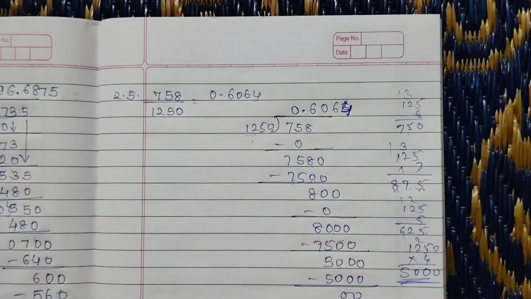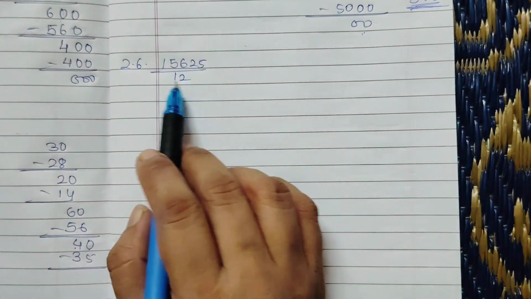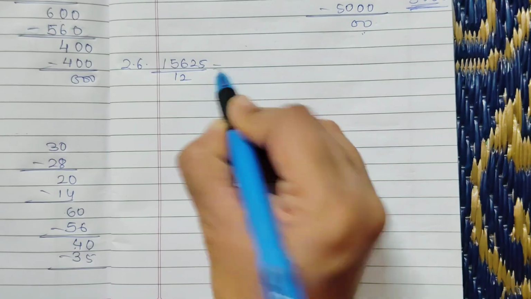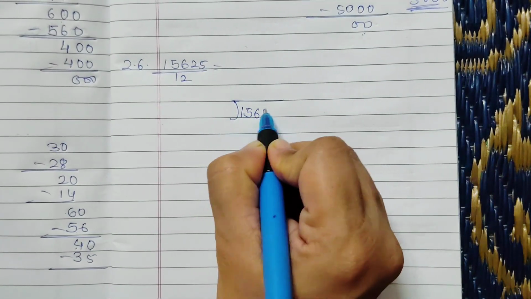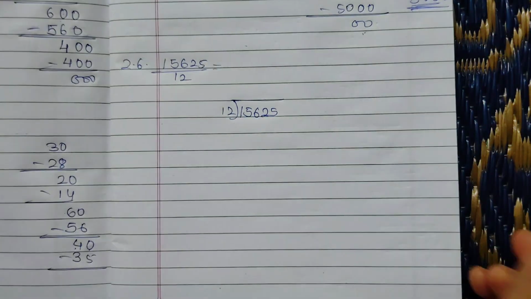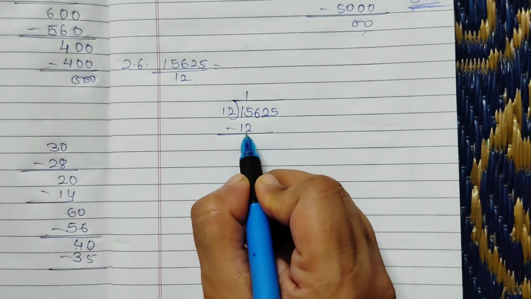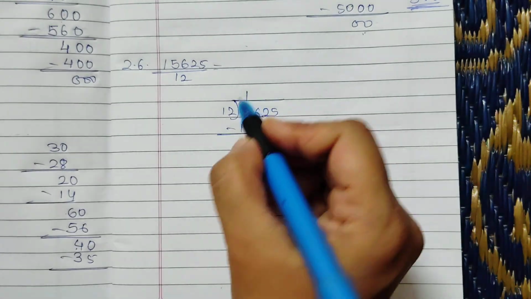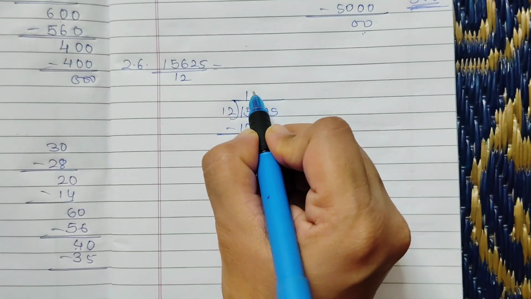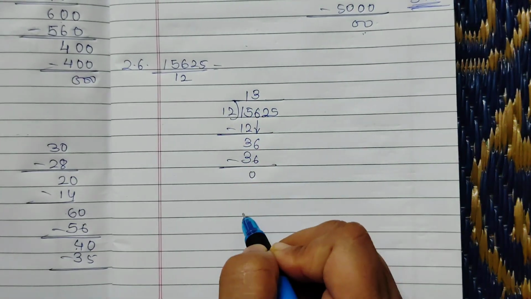Now next question. 15625 upon 12. So we'll start here and we'll continue here only. 15625 divided by 12. So 12 1s are 12. So 15 minus 12 is 3. This 6 comes down, 36. So 12 3s are 36. 36 minus 36, 0.